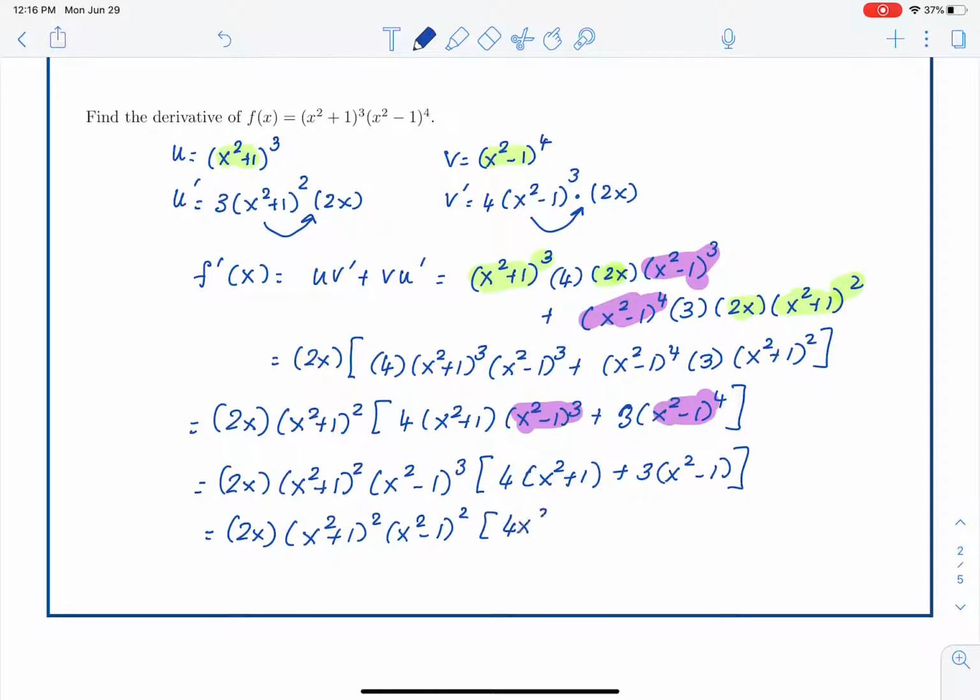4x squared plus 4 plus 3x squared minus 3, which would give me 2x times x squared plus 1 squared times x squared minus 1 squared, 7x squared plus 4 minus 3 is 1.